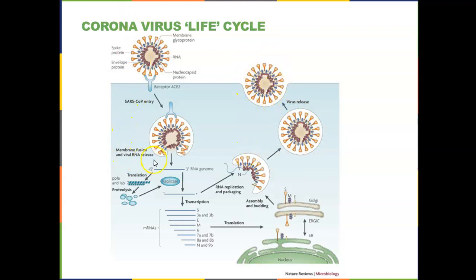So that's the life cycle of the coronavirus, operating, as you can see, in the cytoplasm of its host cell, and all of its genetic material is in the form of RNA.